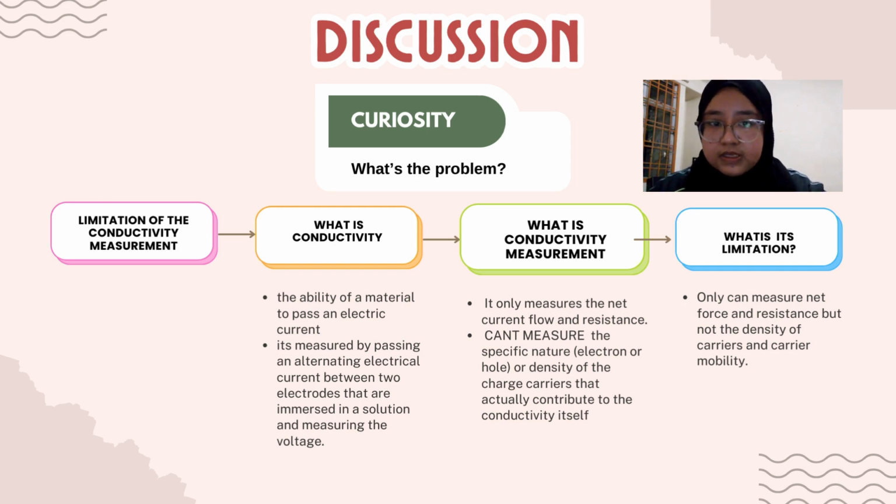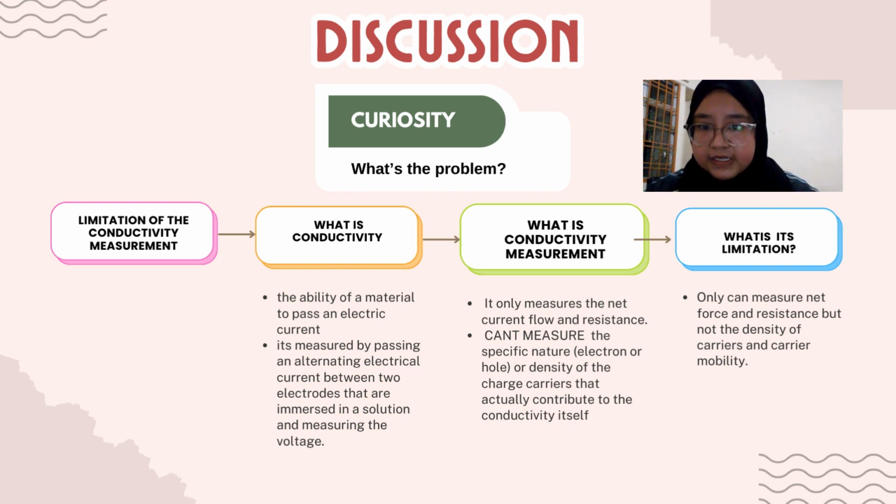So what is the conductivity measurement? Conductivity measurement is a measure that can only measure the net current flow and resistance, which means it can't measure the specific nature. However, in conductivity, there is a specific nature known as electron or hole, or density of the charge carrier, that actually contributes to the conductivity itself. So what are the limitations? The limitation here is that conductivity measurement can only measure net current and resistance, but not the density of the carrier and the carrier mobility.